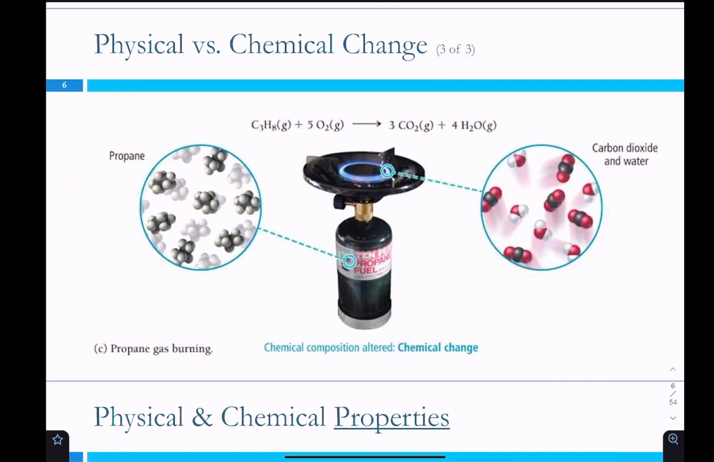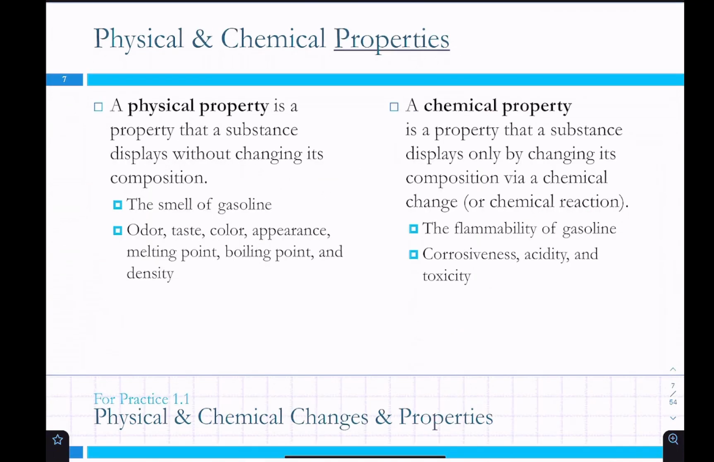Another sort of physical versus chemical change, this is a combination of things. So in this propane tank, you have liquid propane, and as that propane is released, it will go from a liquid to a gas, which is a physical change. But then if you burn that propane, you're taking the propane molecules and breaking them apart into carbon dioxide and water, and it also releases a lot of heat. So if you're changing the composition of something, that's a chemical change. If you're just changing the physical state of something, then it's a physical change.